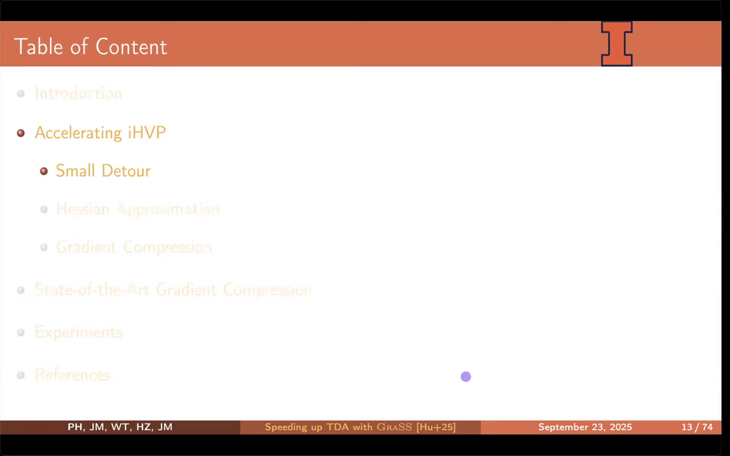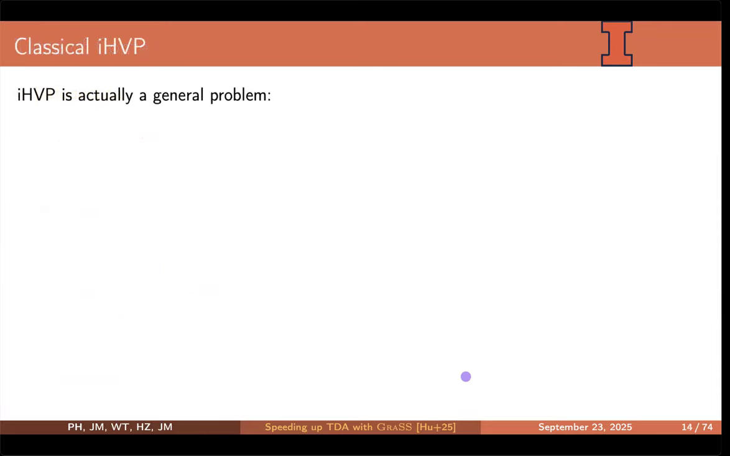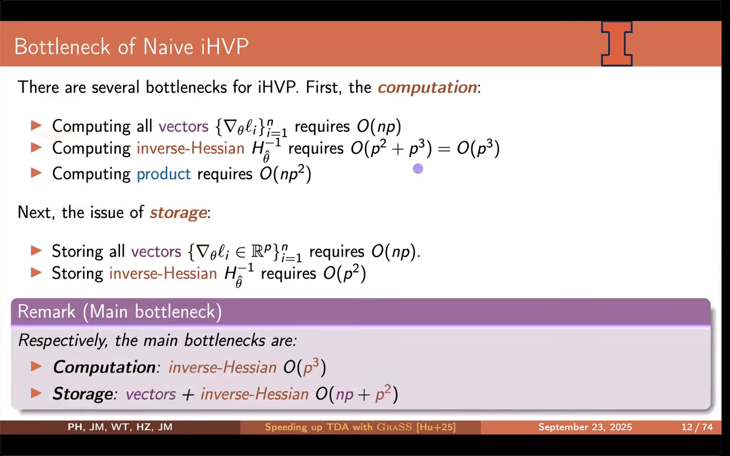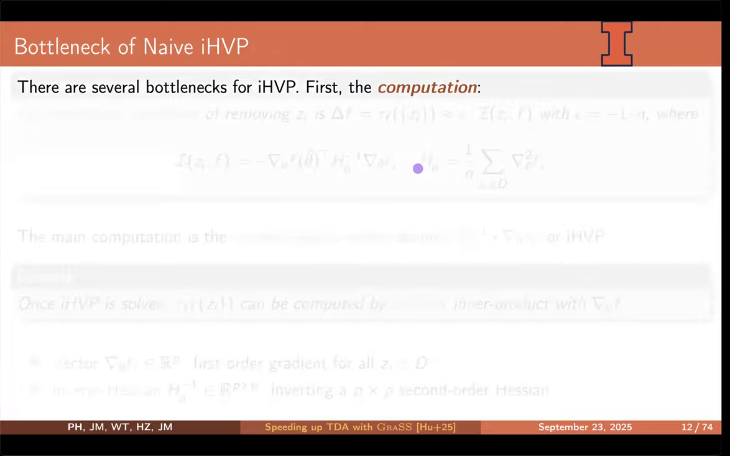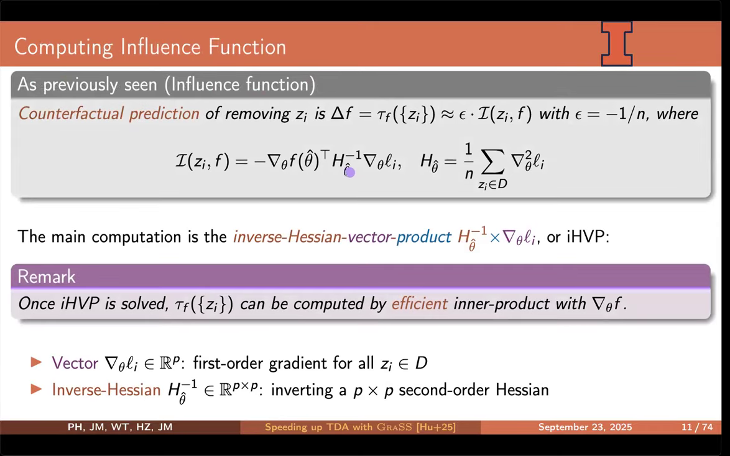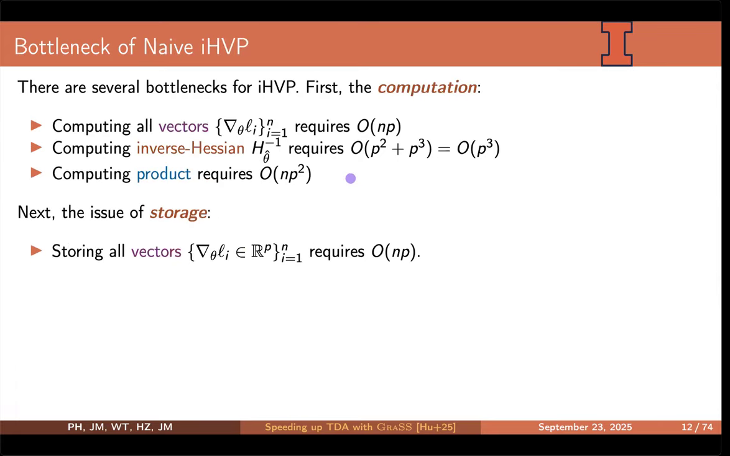So now let's talk about how one can accelerate IHVP computation. But before I do that, I want to make a small remark on the history of IHVP, because this is actually a general problem. For example, it arises in stochastic optimization or second-order optimization problems. You should read IHVP in this context as computing, let's say, conditioned gradients, where the gradients are conditioned by the inverse Hessian.